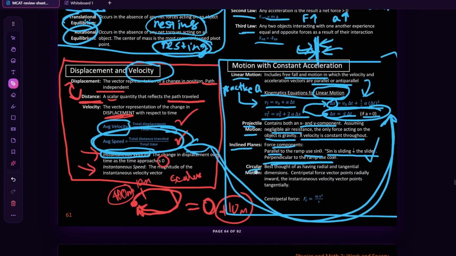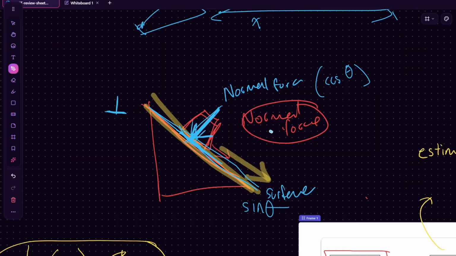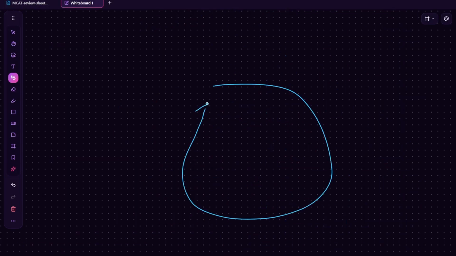Yes. And then we have circular motion. Circular motion is best thought of in radial and tangential dimensions. And the centripetal force vector points radially inward. So when you look at centripetal force of something rotating this way, here's your pivot point, whatever. Your centripetal force is moving this thing inward. So I'm going to get a picture of centripetal force.